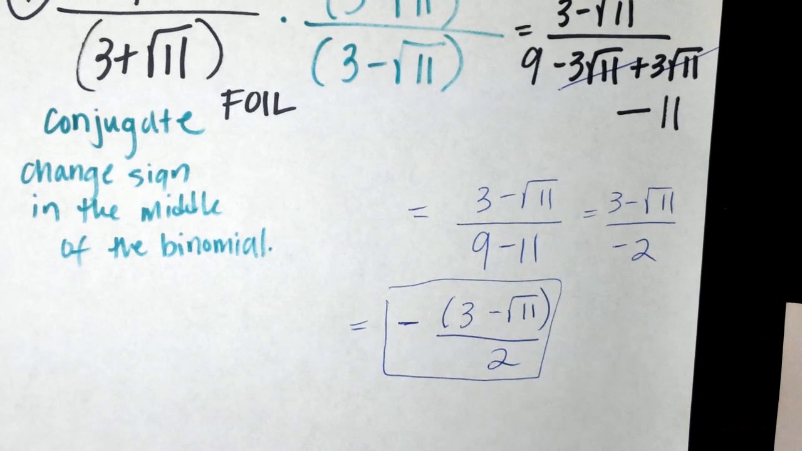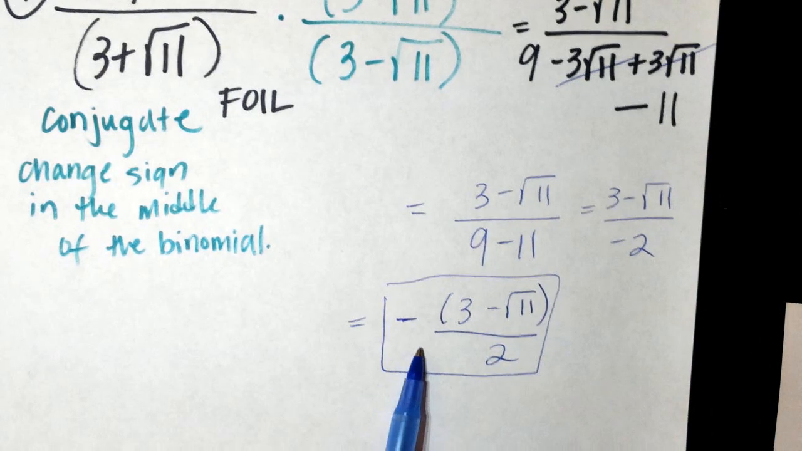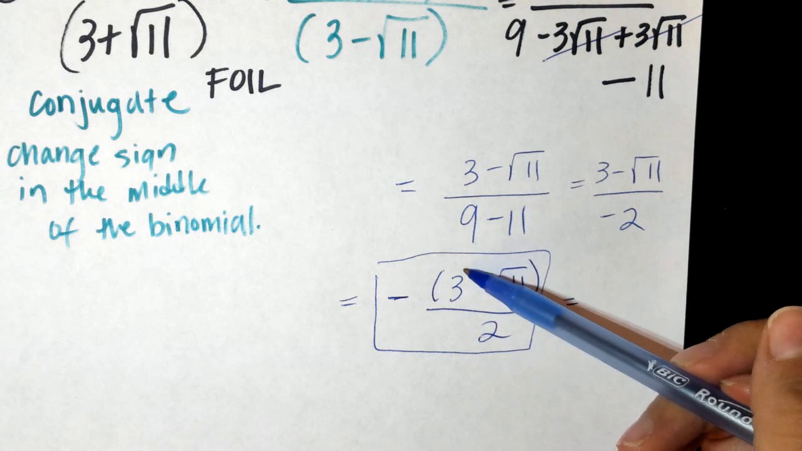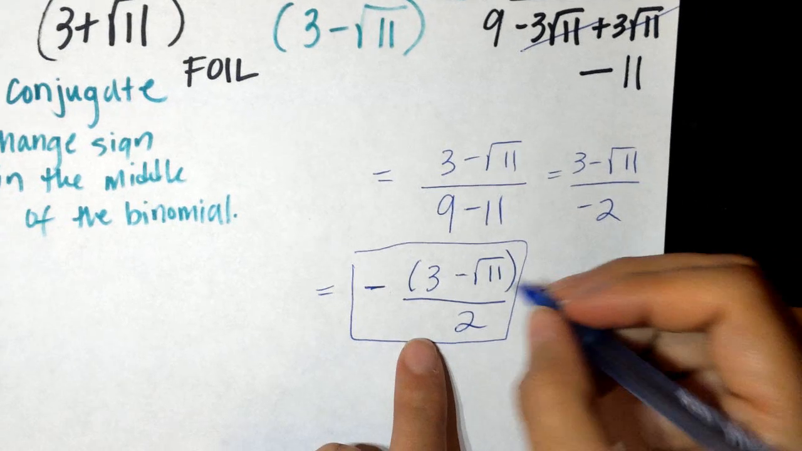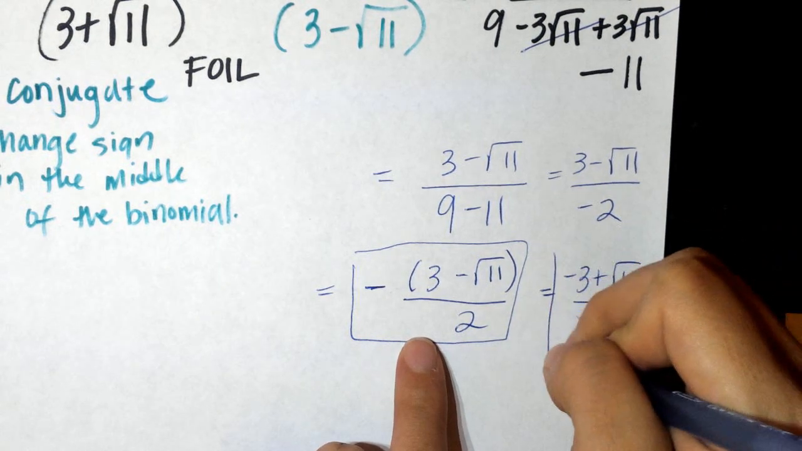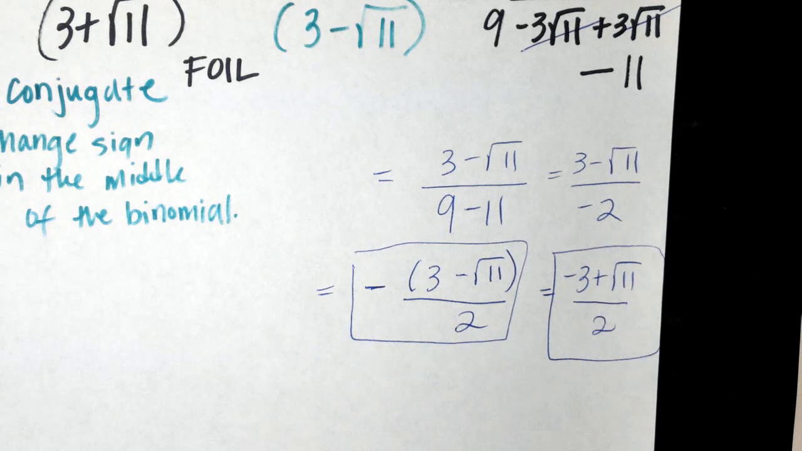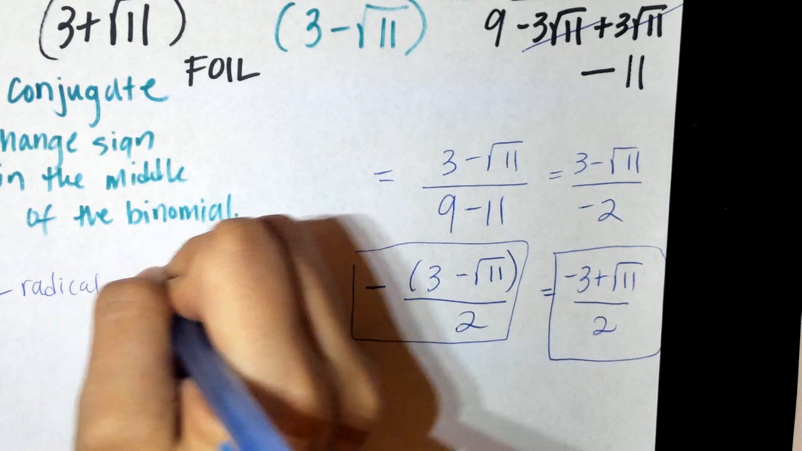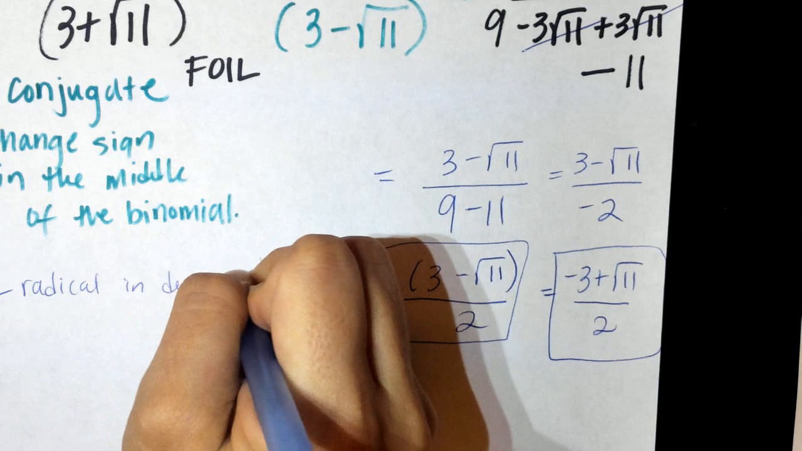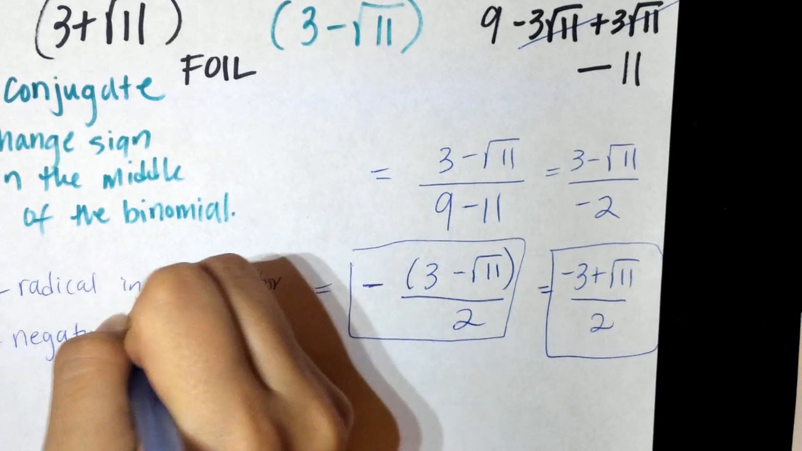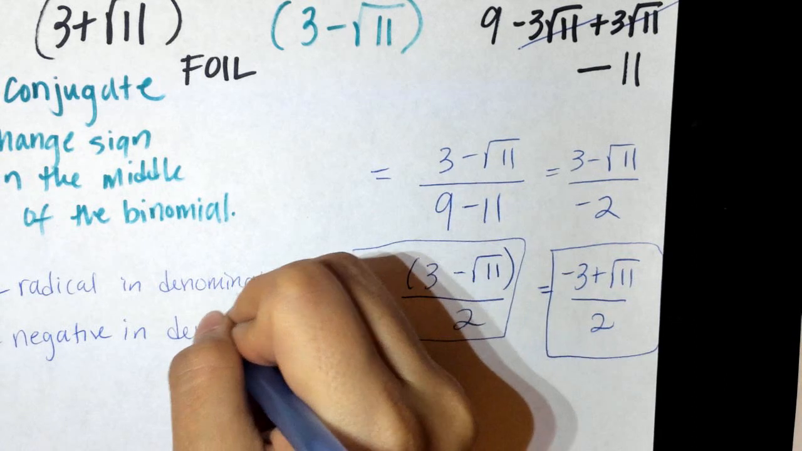Or I can do what with that numerator, or that negative to the numerator? What's another way I can simplify this with that negative? I can distribute. So it would be negative 3 plus the square root of 11 over 2. I'm just showing you different ways how these are the same answer. But you never want to leave your answer like this, because again, those are the bad math manners. Having a radical in the denominator, or having a negative in the denominator. Those are both bad math manners.